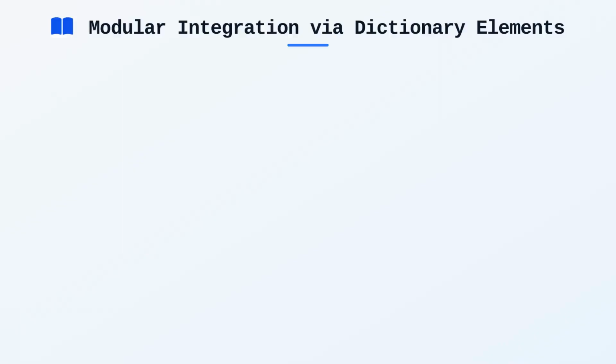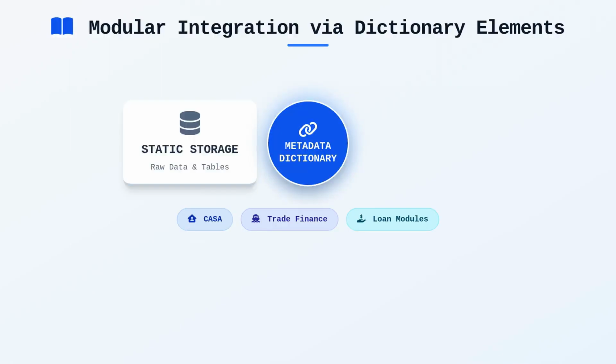In the context of the Universal Banking exam, you are expected to demonstrate how these dictionary elements facilitate modular integration. Whether you are working with CASA, trade finance, or loan modules, the dictionary acts as the bridge connecting static storage to the logic defined in PL SQL packages.